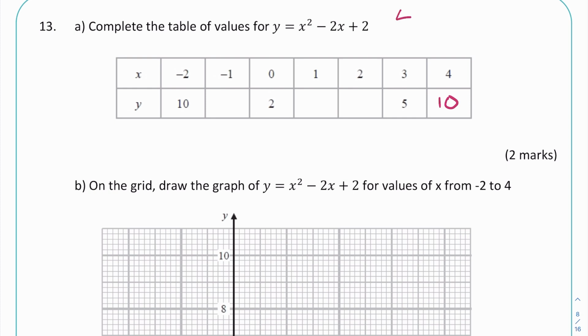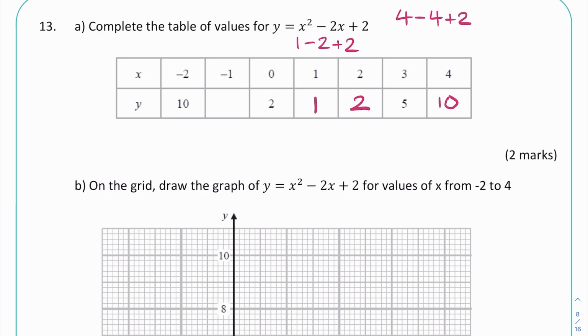So 2, we've got 2 squared, which is 4, take away 2 times 2, which is also 4, and then add 2. 4 take away 4 is 0, add 2 gives us 2. So when we sub in 2, we get the answer 2. On to the 1. 1 squared is 1, take away 2 times 1, which is 2, and then add 2. 1 take away 2 is negative 1, add 2 is positive 1.